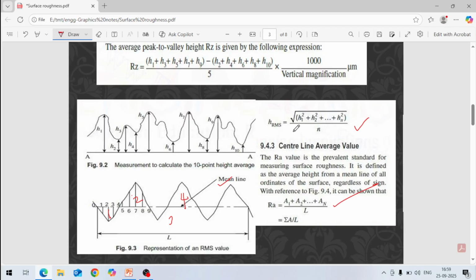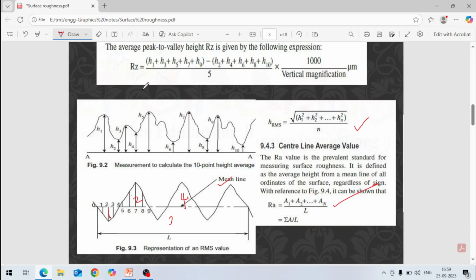So this way we can calculate this RMS value. These are all heights, H1, H2, H3, H4. If we take squares of these, H1 squared, H2 squared, add all these squares, and then take the square root, divided by N. N means the total number of lines. So this way we can get the RMS value. And this is the RA value here.